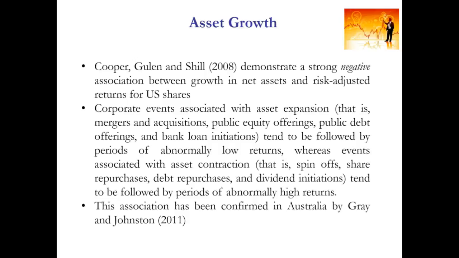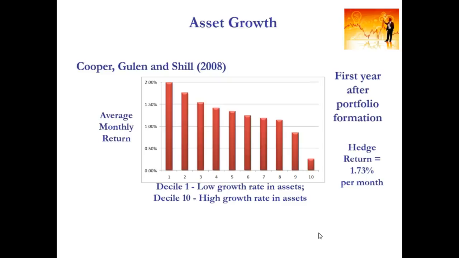Consistent with this argument, Cooper, Gulen and Schill demonstrate a strong negative relationship between asset growth and subsequent returns, and this association is confirmed by Gray and Johnson in the Australian market. Starting with what Cooper, Gulen and Schill showed, they rank portfolios based on past asset growth over the previous year and hold that portfolio for the next year, rebalancing annually. What we can see here is there's evidence that the low growth portfolios earn quite high positive returns and the high asset growth portfolios earn low returns. So it appears one way to measure firm quality is those firms that have low growth of assets from year to year.